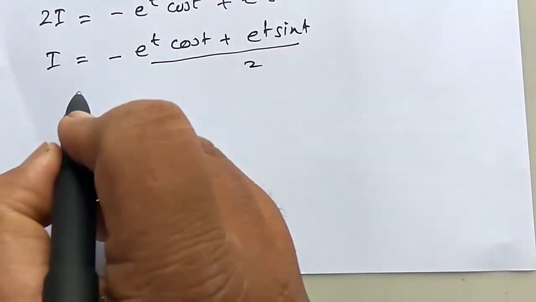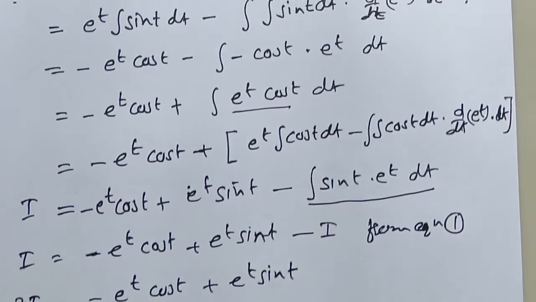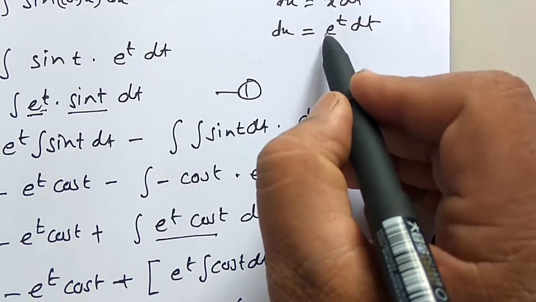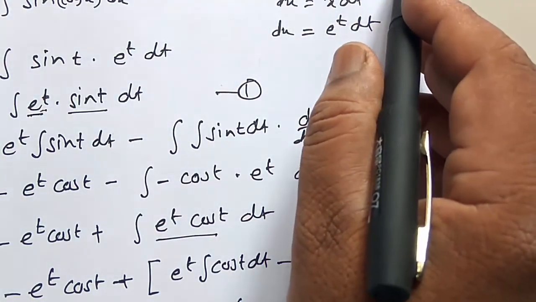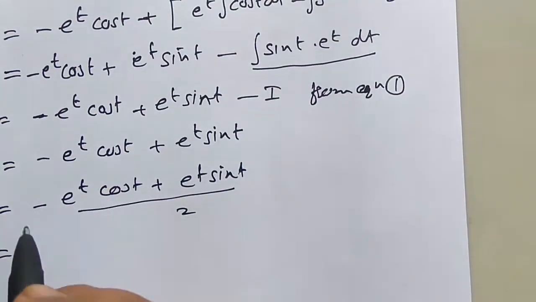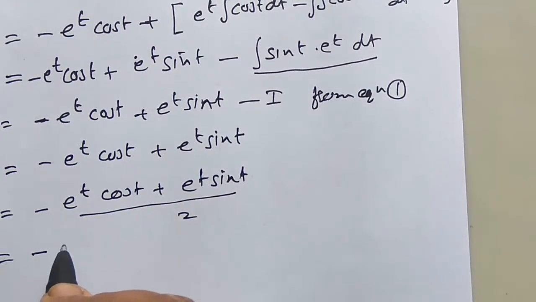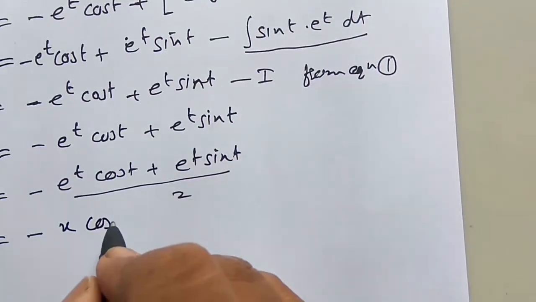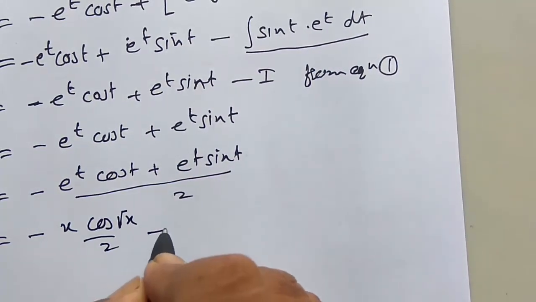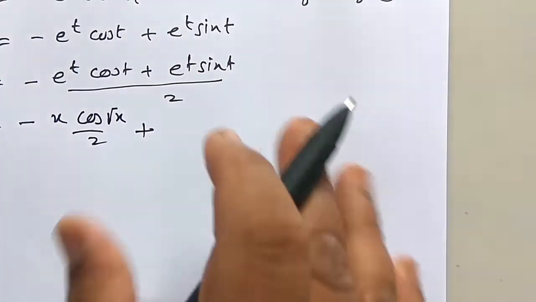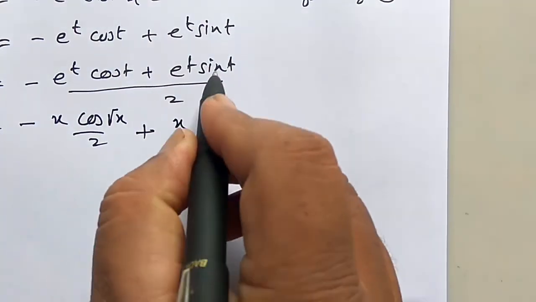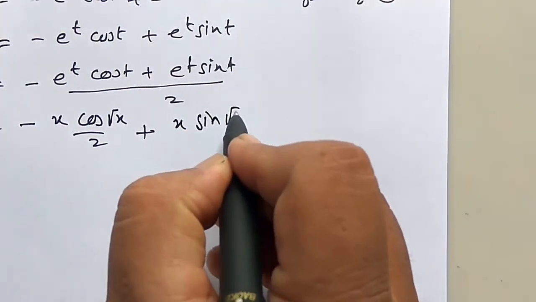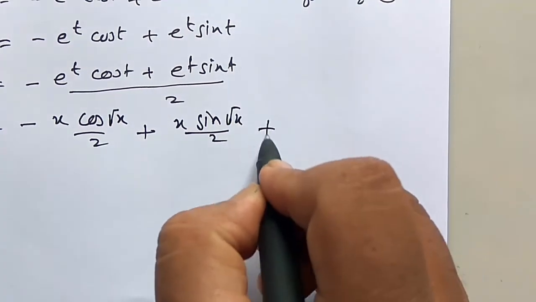It is equal to, e raised to t, x is equal to e raised to t. So minus x cos of t is equal to root x divided by 2 plus e raised to t, that is x sin of t, is root x divided by 2 plus some constant.